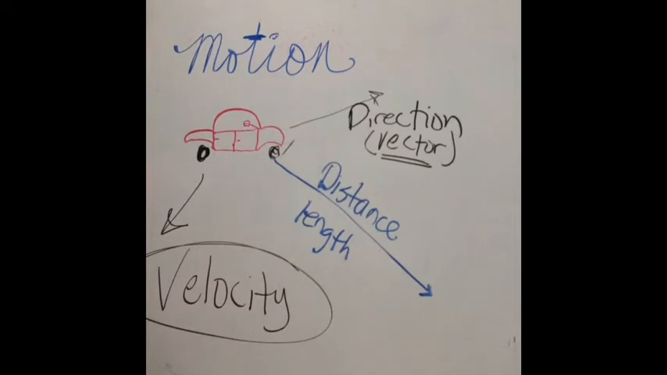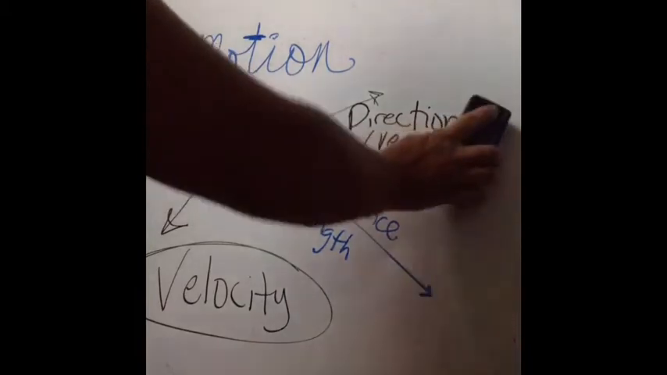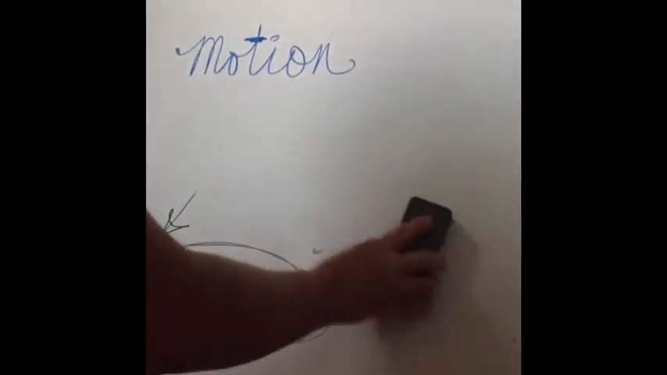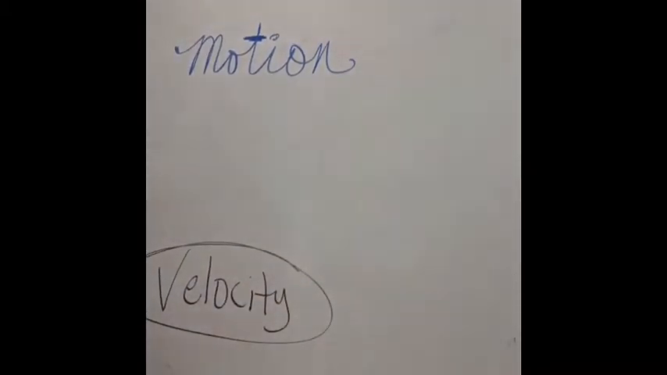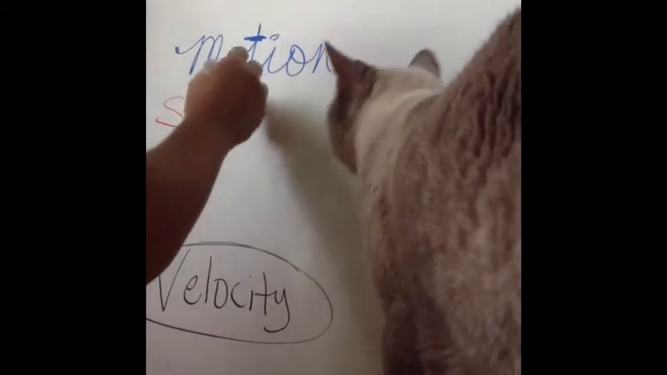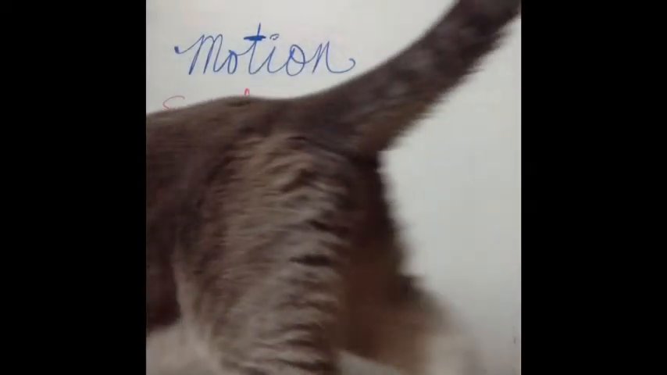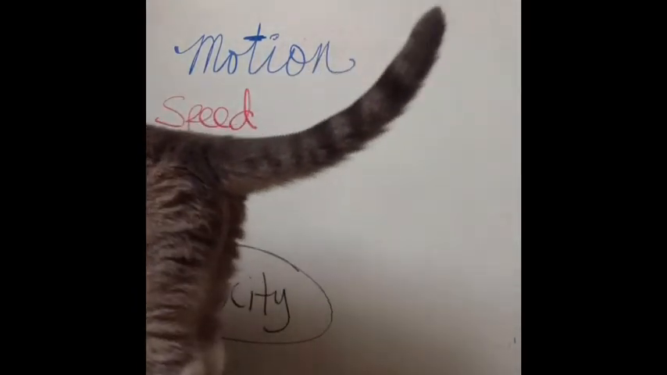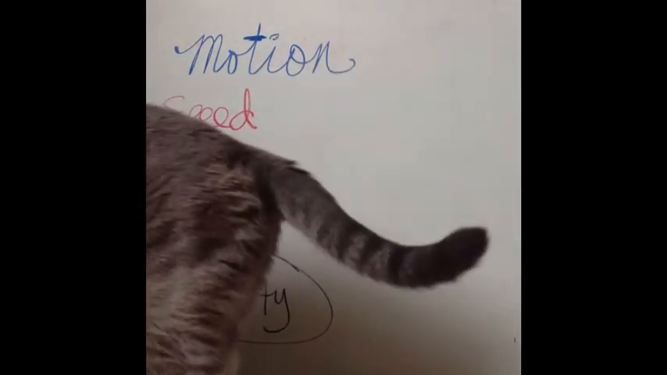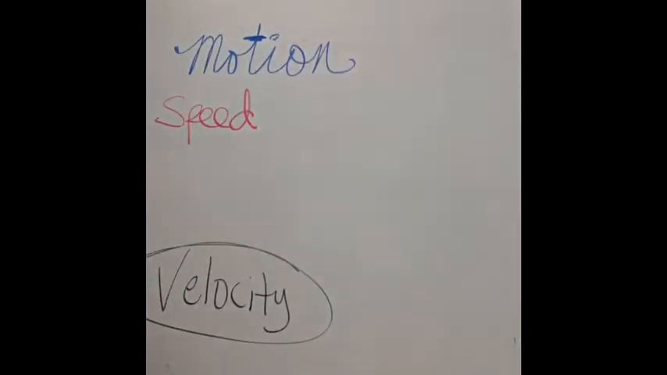So, speed. The speed of a cat that walks by could be about 10 centimeters per second. You could get the ruler out and measure her speed. She's kind of slow. Thank you, Miss Kitty.